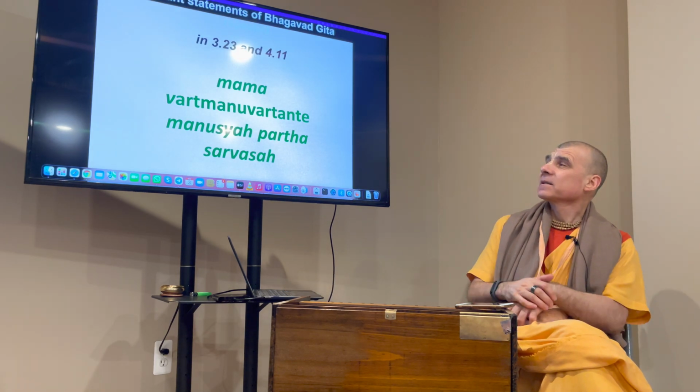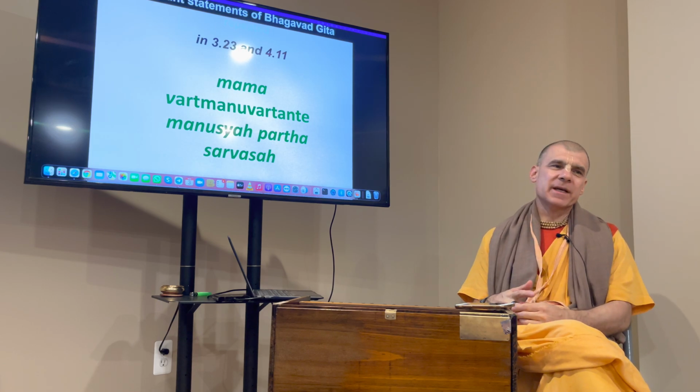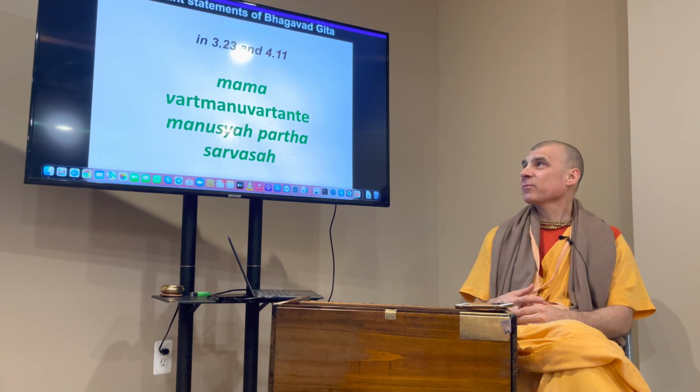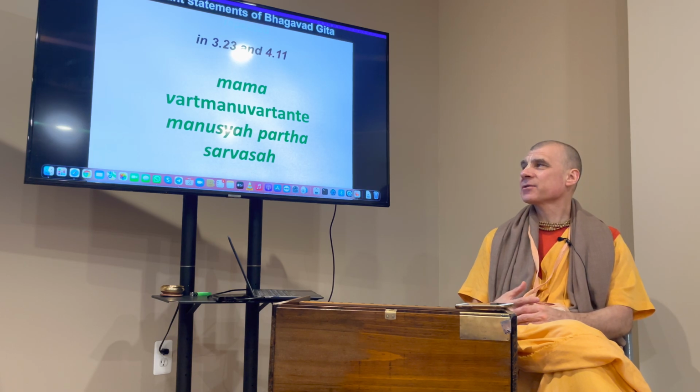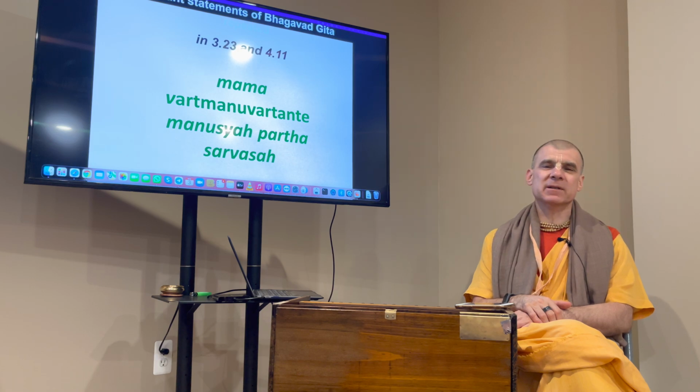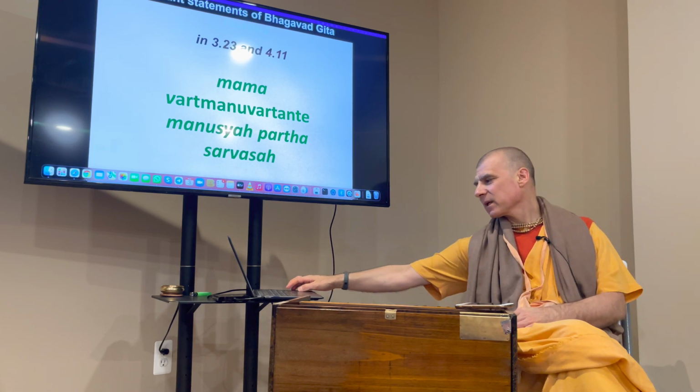And now we'll look at three repeated statements of Bhagavad-Gita, and why they are repeated. The first one is coming in chapter 3, text 23 and chapter 4, text 11, and that is half a verse: mama vartmanuvartante manushyah partha sarvashah, which means everyone follows my path in all respects, O son of Pritha.